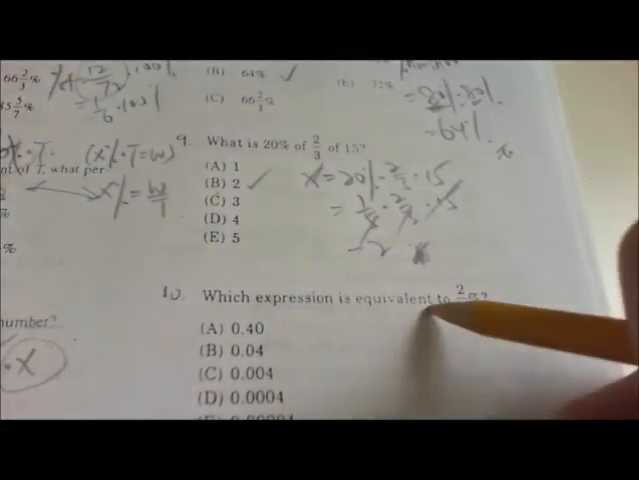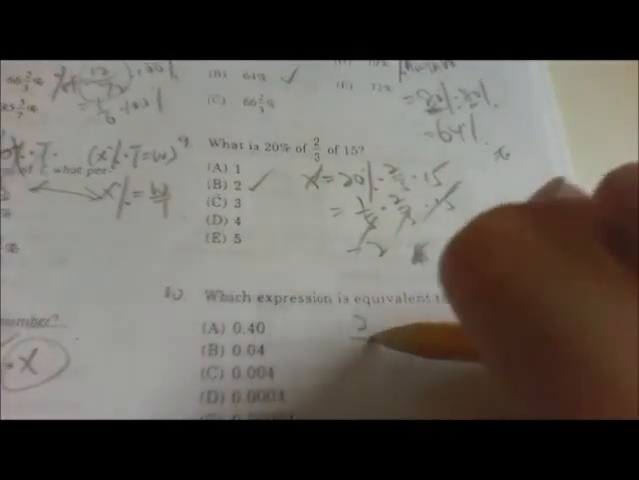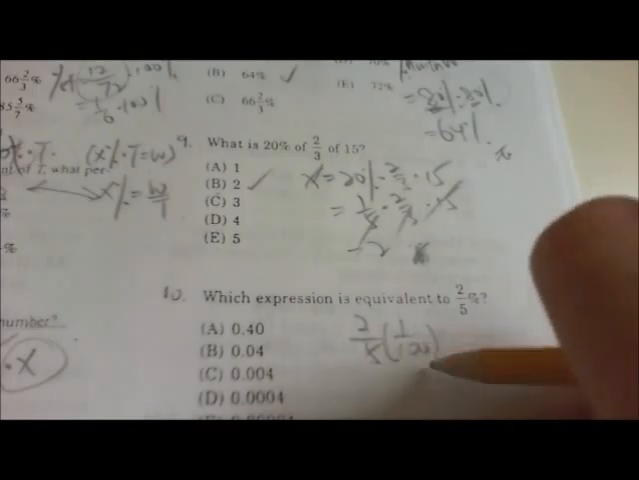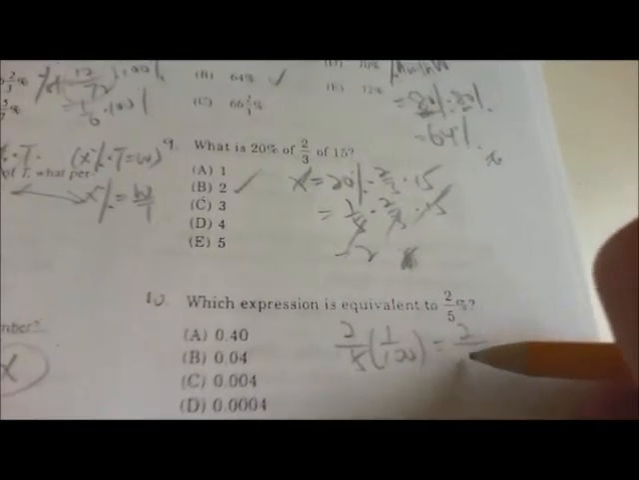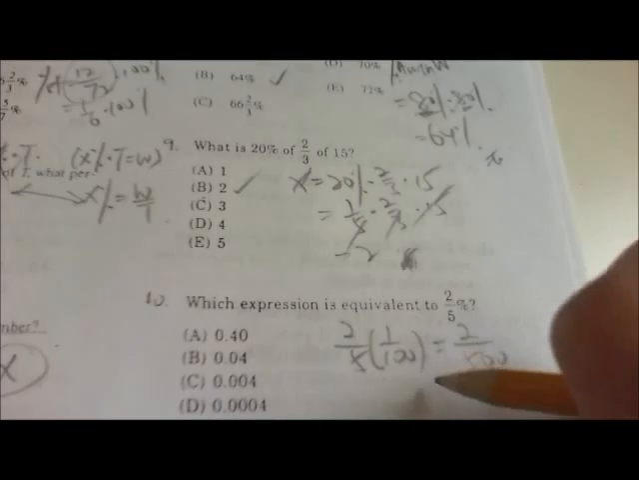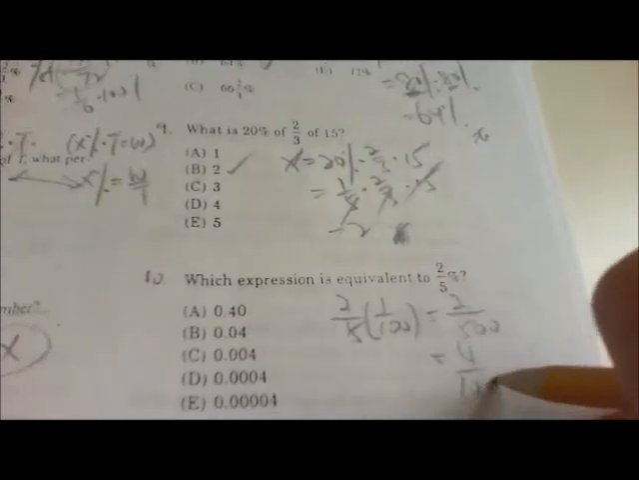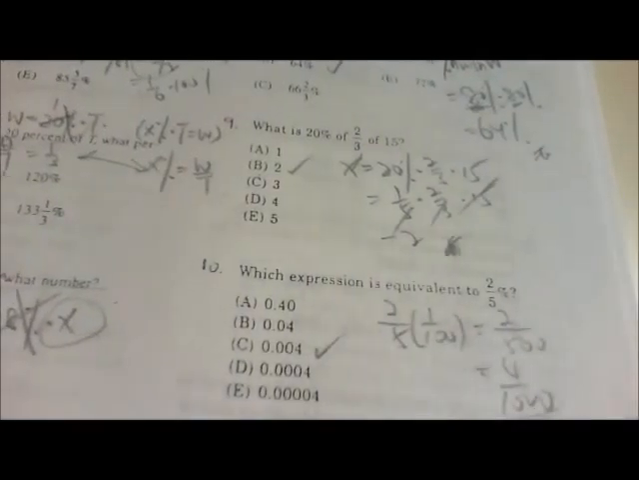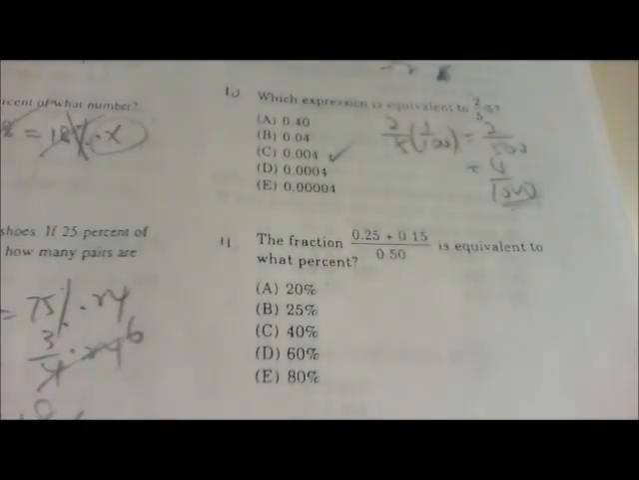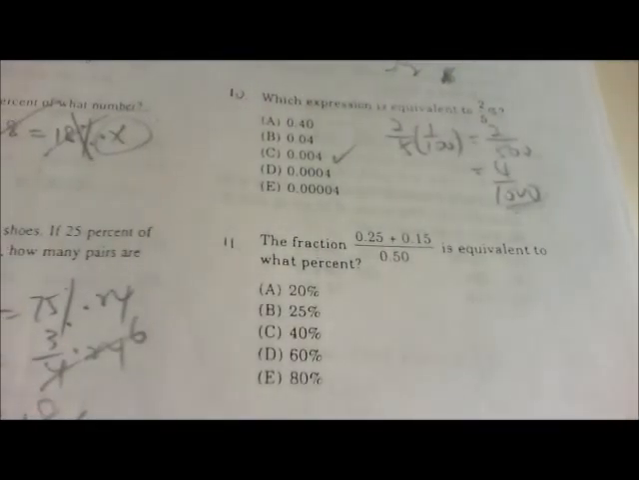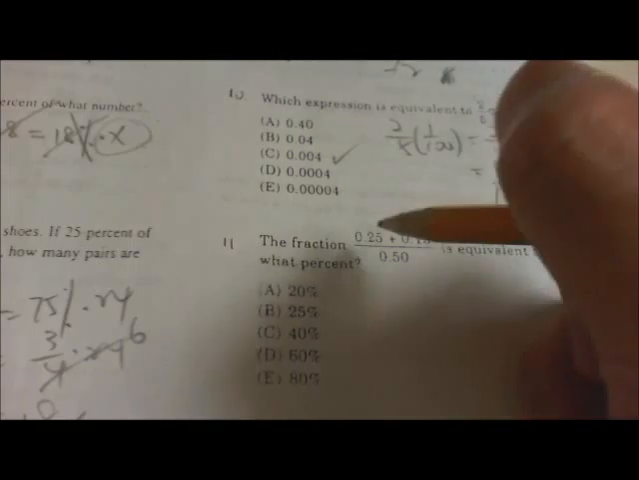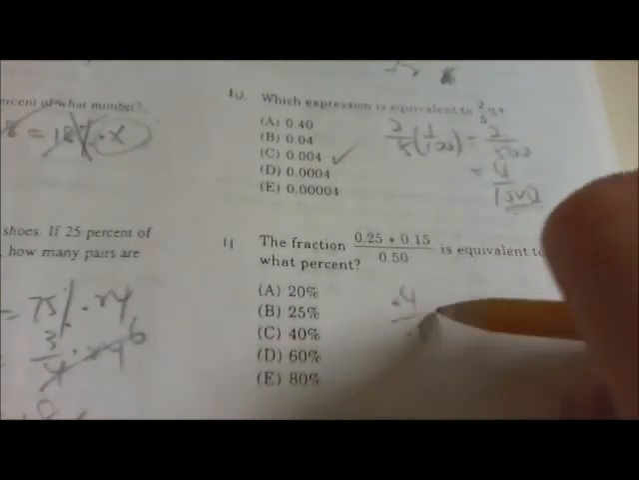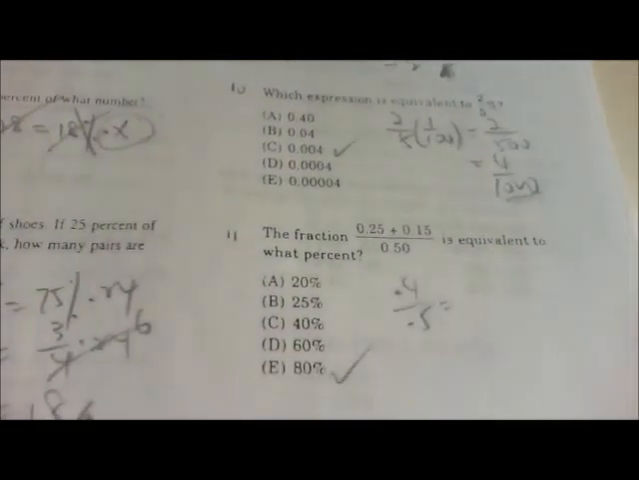Number 10. What expression is equivalent to 2/5%? 2/5% is 2/5 times 1 over 100. So you get 2 over 500, times 2 equals 4 over 1000. 4 over 1000 is 0.004, so the answer is C, 3 decimal places. Number 11. This fraction is equal to what percent? The top is 0.4 over 0.5, which is 4 over 5, 80%.